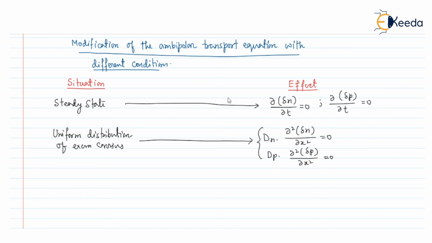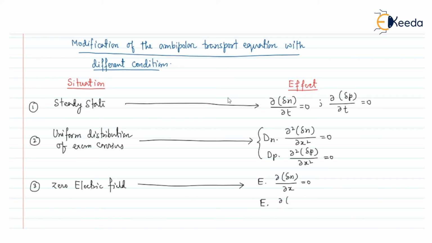So it is happening for the steady state, and it is happening for the uniform distribution of excess carriers or uniform generation rate. Now take the third situation, if there is zero electric field present, then what will be the modification that can be done in the ambipolar transport equation? That means the term containing the electric field or the drift, that is capital E del n by del x, will be 0, and also E del p by del x is equal to 0. So it will be the zero electric field condition. This will be the modification.